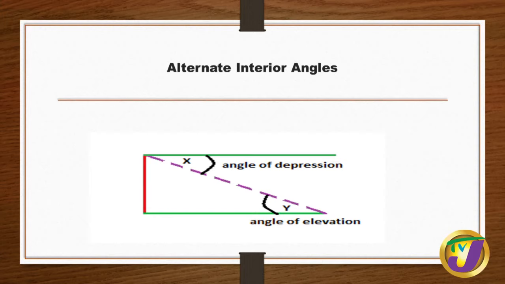And what do we know about alternate interior angles? They're always equal every single day and twice on Sundays. And therefore what does that mean? Our angle of elevation is always equal to our angle of depression. Beautiful. So let's continue.